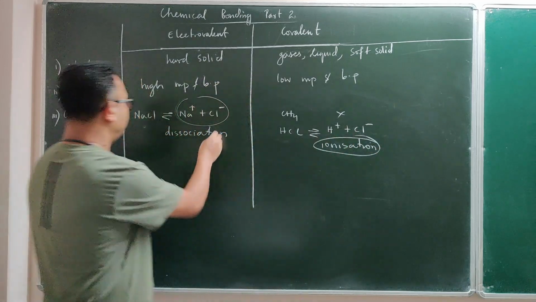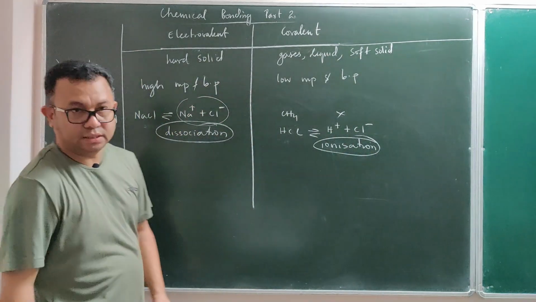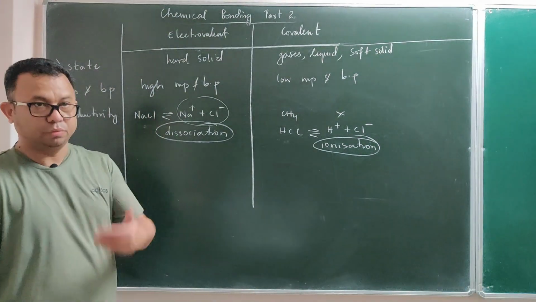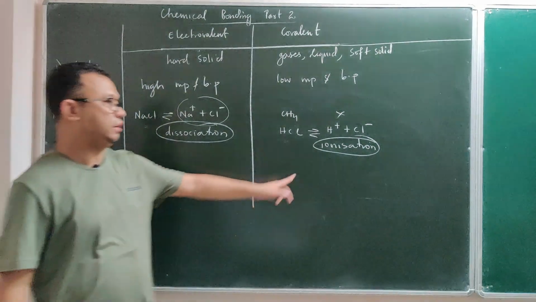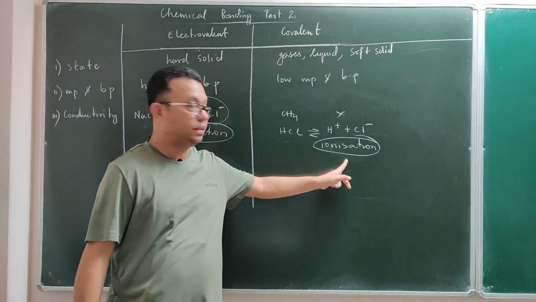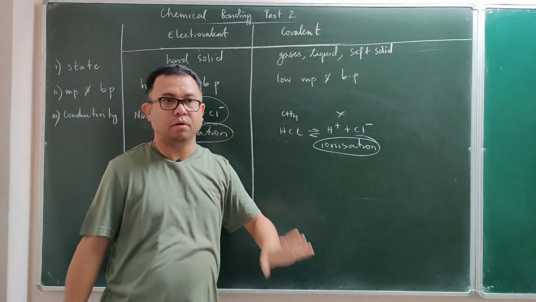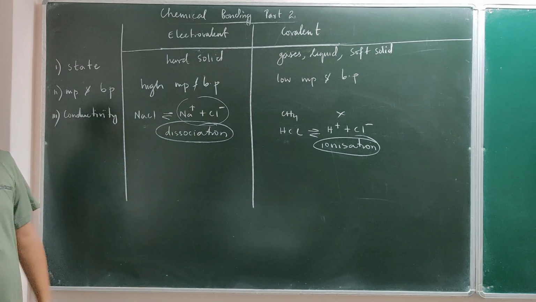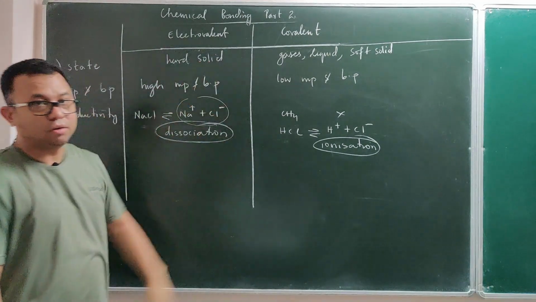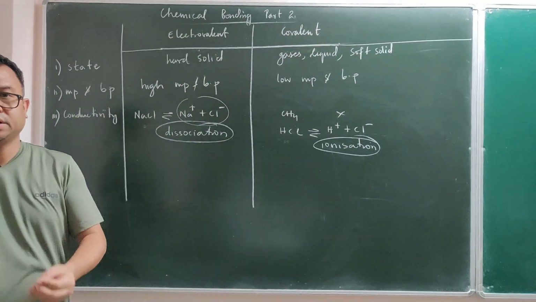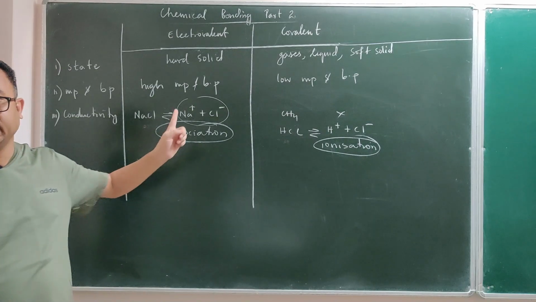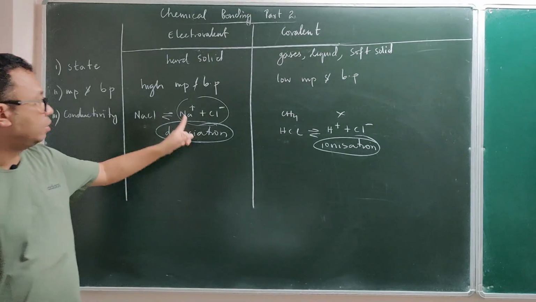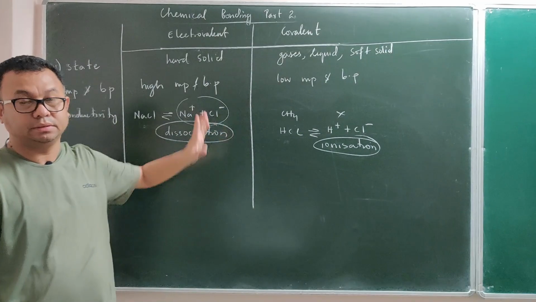These two terms are very important in your electrolysis chapter, which is yet to come, maybe the 4th or 5th chapter. Ionization is used for polar covalent compounds, whereas dissociation is used for electrovalent compounds. Now coming back to conductivity: electrovalent compounds are conductors of electricity when they are molten or in aqueous solution. Why? Because they form mobile ions.